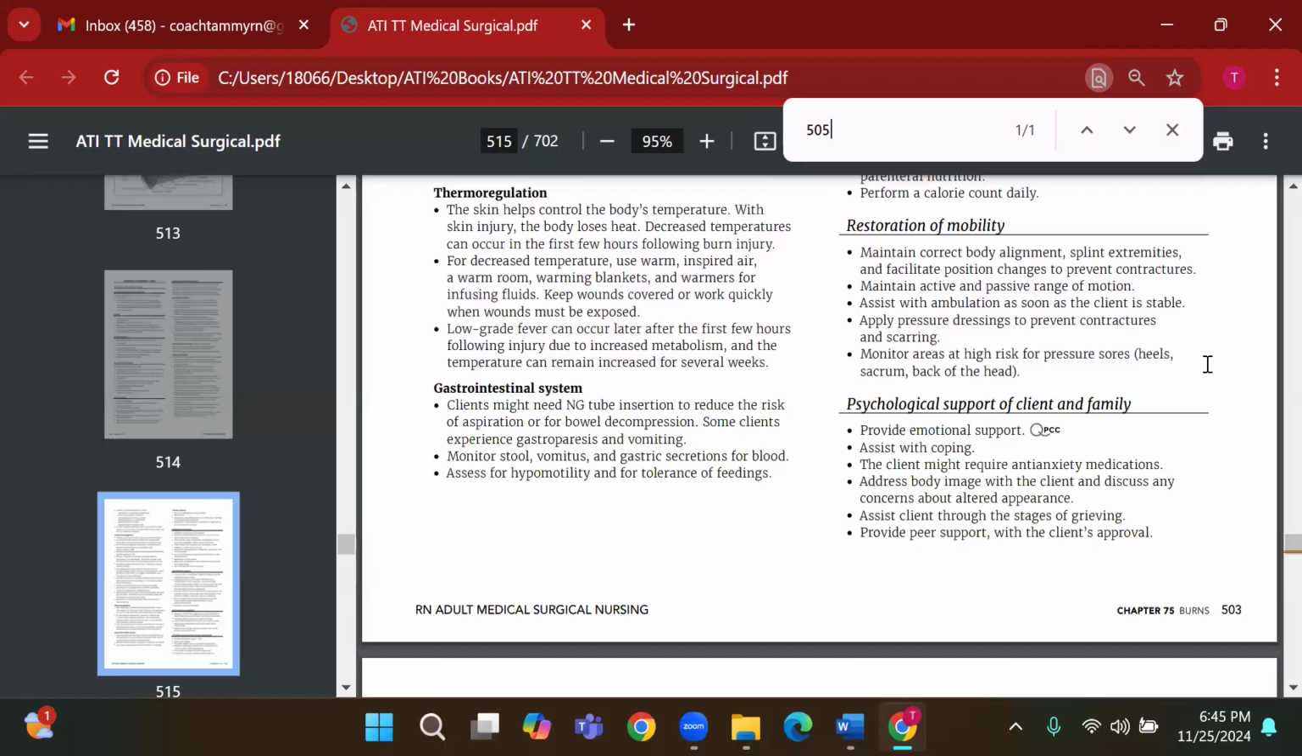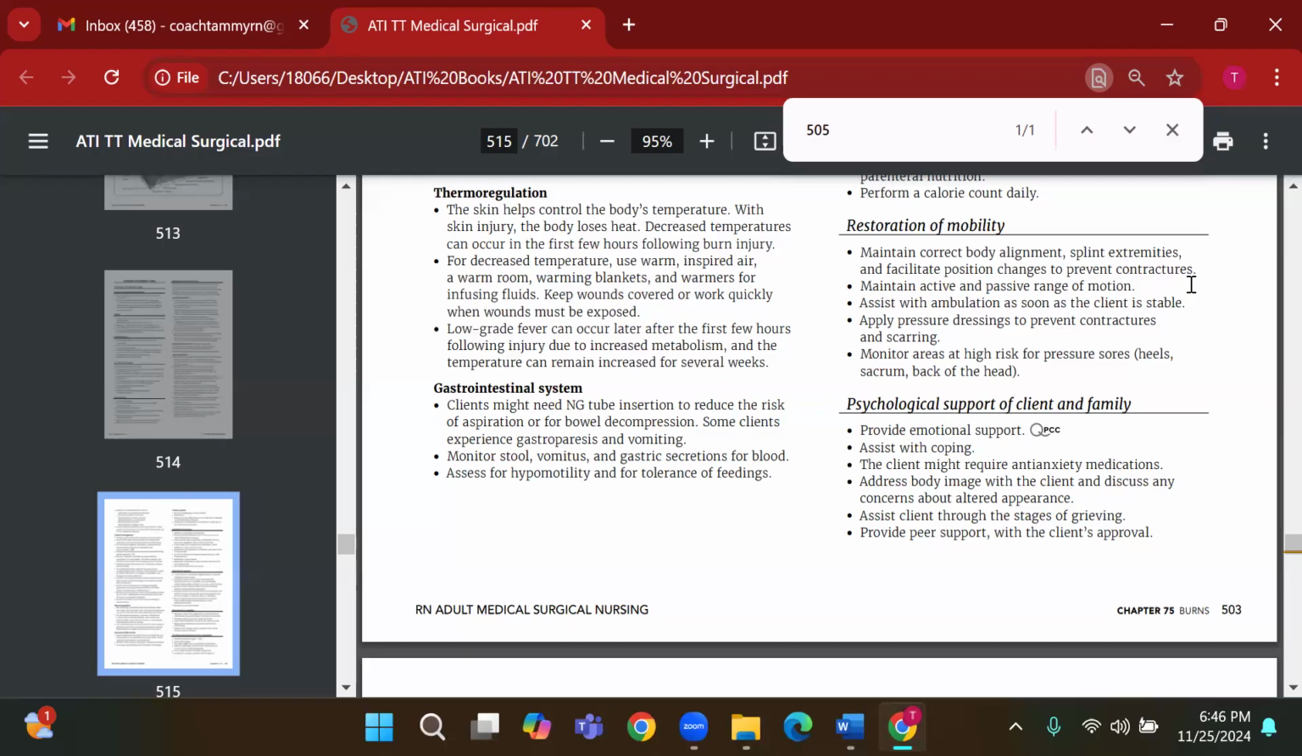So restoration of mobility. Sometimes they'll get where they can't move because their body is burned, right? And they'll get contractures where the muscle will tighten and the skin will tighten. And it just says we're going to splint the extremities and facilitate position changes to prevent contractures. That's something I think I would remember when there's a severe burn. We've got to do passive and active range of motion exercises with the patient, which is probably going to hurt, to prevent everything from becoming very tight. Assist with ambulation if they can, and then apply pressure dressings to prevent contractures.